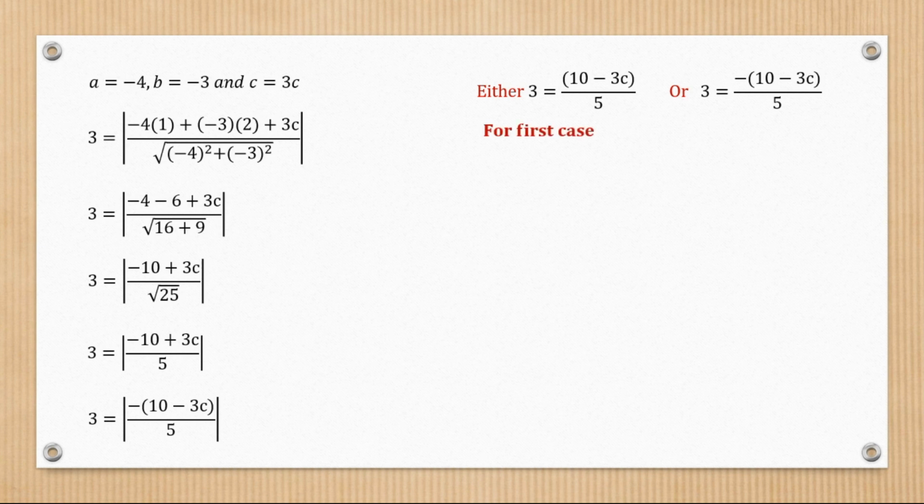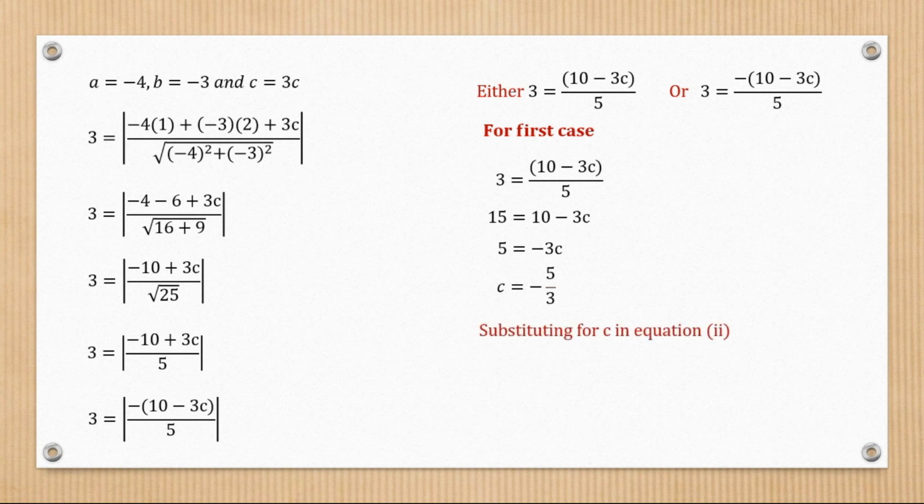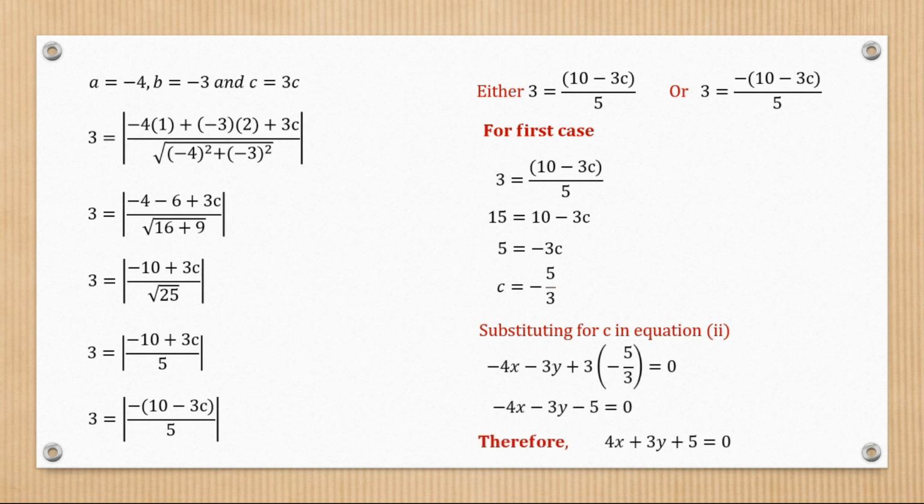Alright, so for the first case, this is what we have: cross multiply, and I have 15 being equal to 10 minus 3c. So solve for c, and c shall be equal to negative 5 over 3. When c is negative 5 over 3, I'm going to substitute it into equation 2, and I'll get this. I'll be left with negative 4x minus 3y minus 5 is equal to 0, but I can take all this to the other side of the equal sign, and I'll have 4x plus 3y plus 5 being equal to 0, and that shall be the equation of the first tangent line.